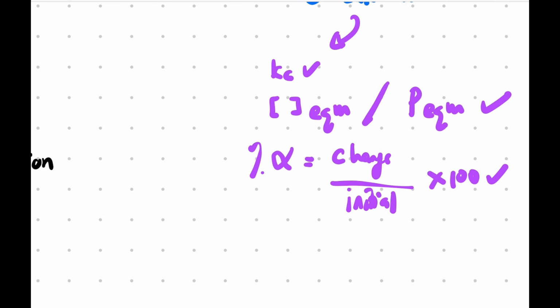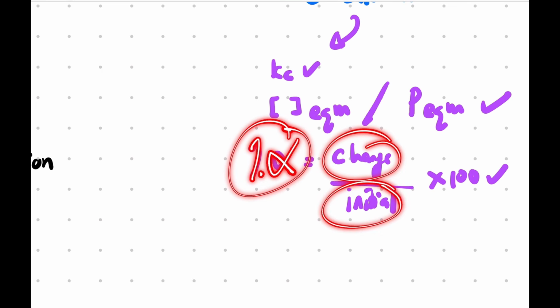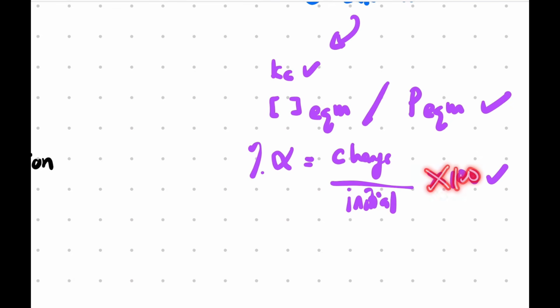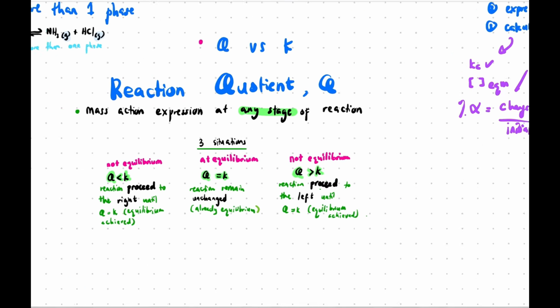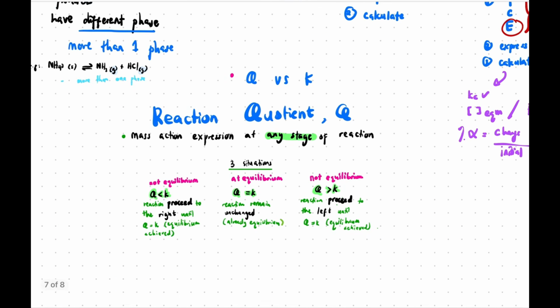And kita akan kaitkan juga dengan dissociation, percentage of dissociation. This is the formula, change over initial times 100. Okay, and then untuk check sama direction sudah equilibrium ataupun belum, kita boleh menggunakan perbandingan Q versus K.